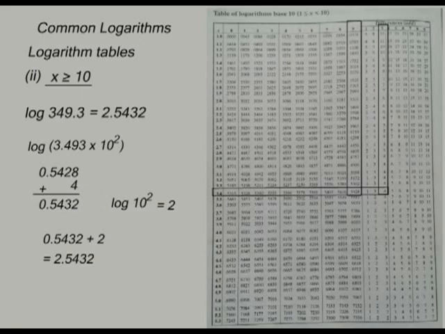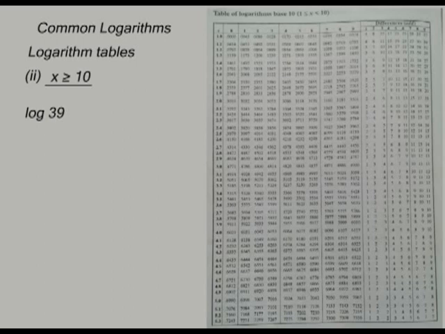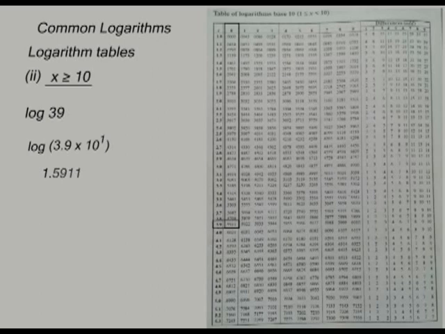Let's have another example. Log 39. In standard form, that is 3.9 times 10 to power 1. The power of 10 is 1, and so log of 10 to power 1 is 1. We write that already even before we go to the log of 3.9. 3.9 is the same as 3.90. 3.9 is here. Next is 0. The number is 0.5911, and we add it to 1. So we shall have log 39 is equal to 1.5911, and so on.